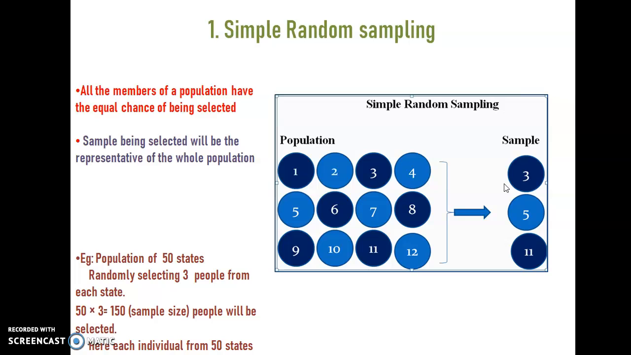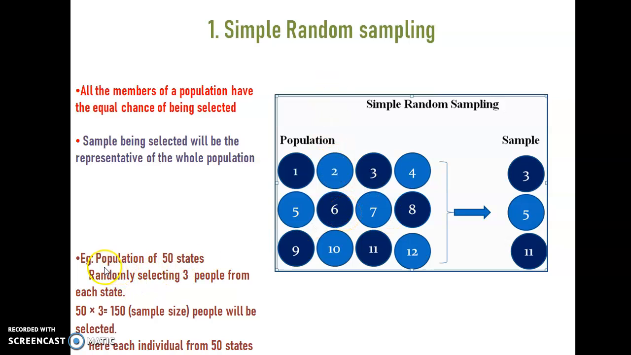And if you are doing this by means of random sampling, you can select this 2, then 7, 9, etc., without any particular criteria. We are just selecting individuals from the whole population. This is called simple random sampling. And the peculiarity of simple random sampling is that each individual of this population has an equal chance of being selected, right? This is called simple random sampling.